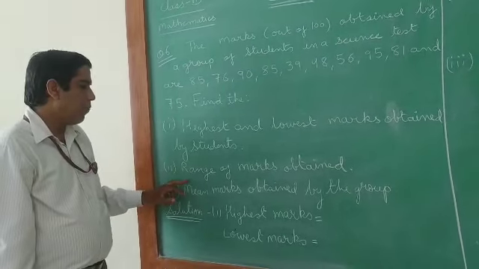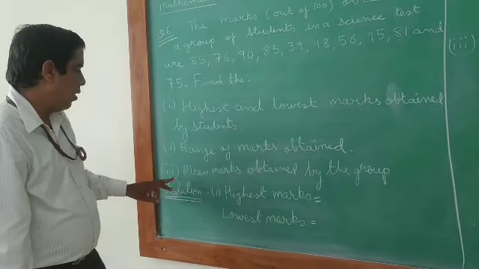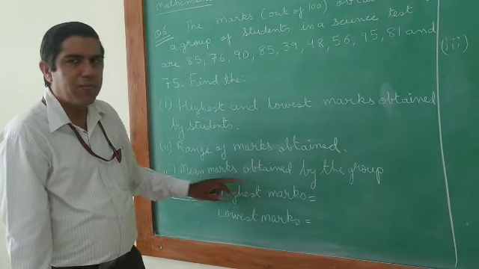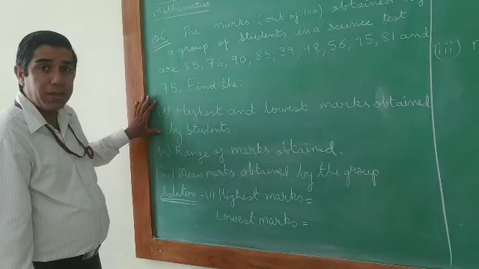Second part, the range of marks obtained. We have to find the range. Third, the mean of marks obtained by the group. We have to find the mean of the marks obtained by the group. So now I will solve the first part.